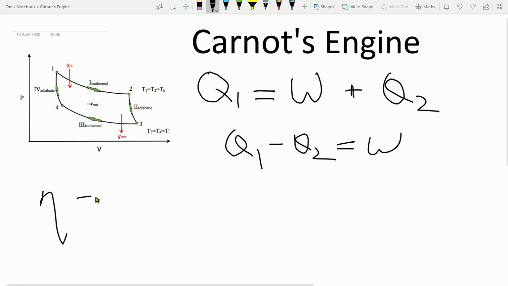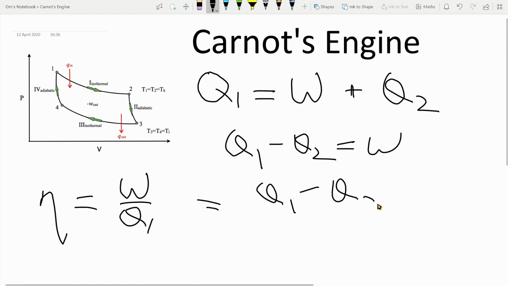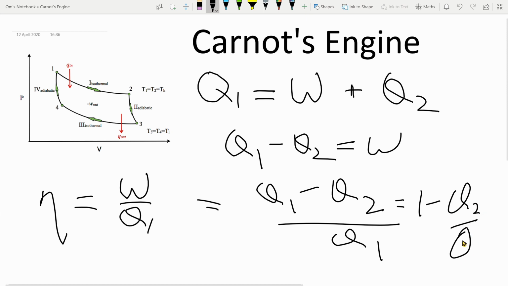This Greek letter eta is equal to the work done by the original amount of heat taken in. This is generally how efficiency is defined for anything. It's just the ratio of how much you get out to how much you put in. That is, I put in Q1 amount of heat, and I'm looking at how much work I've gotten out of it. So this is eta, and as you can see, we have a very simple relation here. Put that into this equation, and what you get is Q1 minus Q2 by Q1. This can further be written as 1 minus Q2 by Q1. So this is a really neat relation.